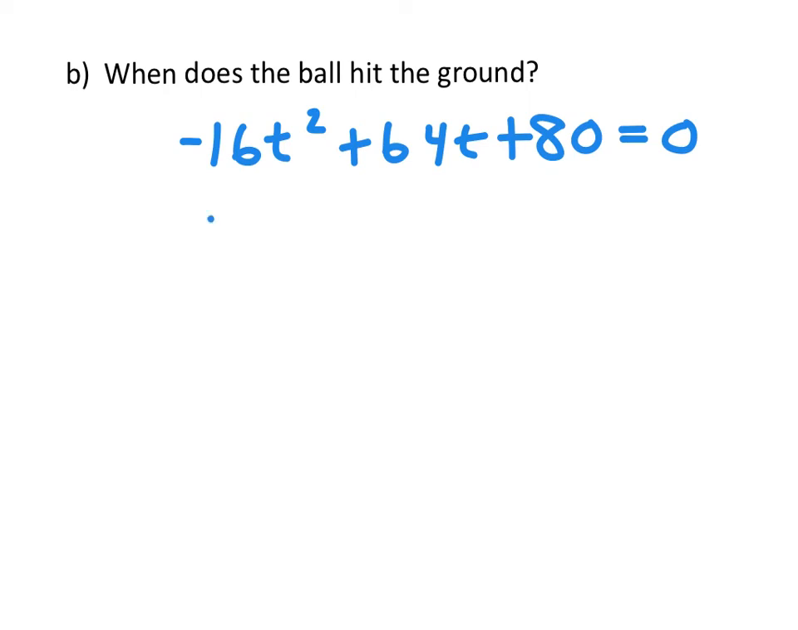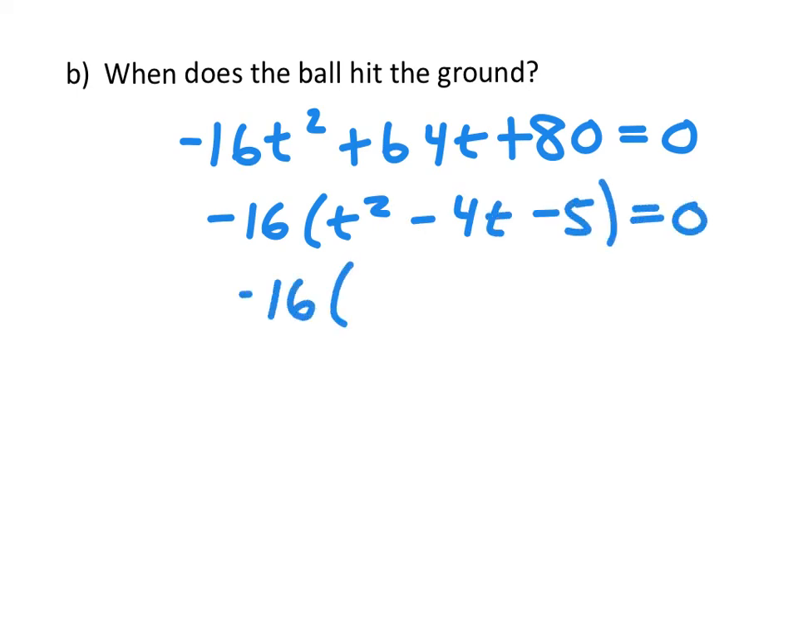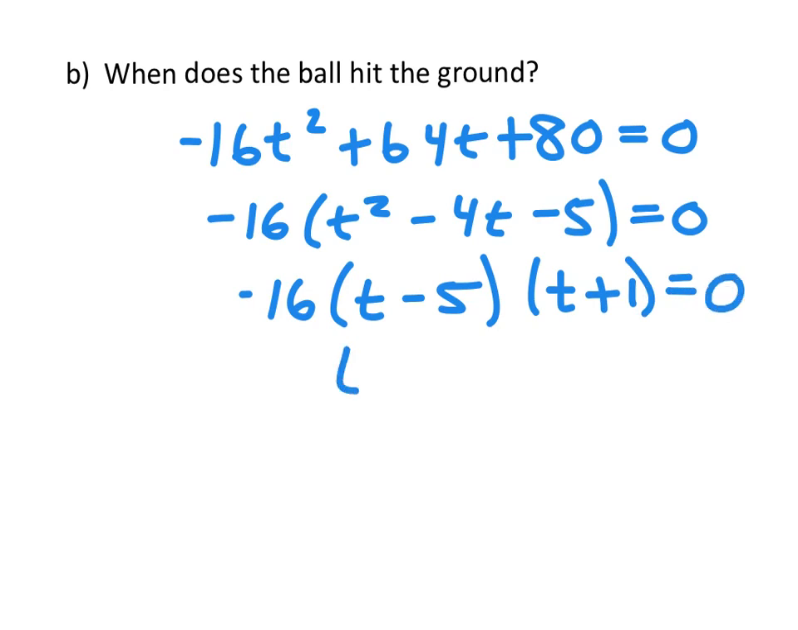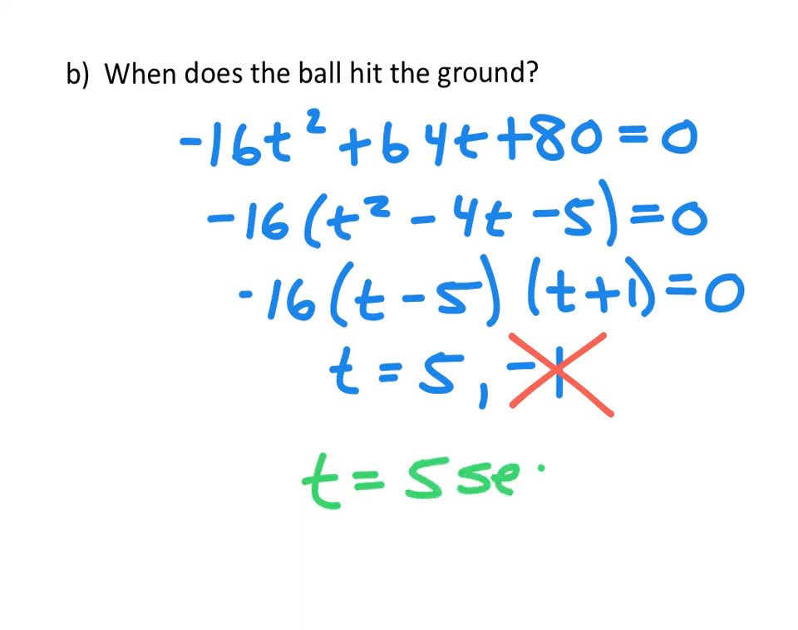Well, notice I can factor out a negative 16, leaving me with t squared minus 4t minus 5. That does factor, so I get negative 16 times (t minus 5)(t plus 1). And solving that, I end up with t is 5 and negative 1. But of course I cannot have negative time, so I'm not going to include that answer. So my final answer is just 5 seconds. So it'll take the ball 5 seconds to reach the ground after the guy throws the ball up from 80 feet.